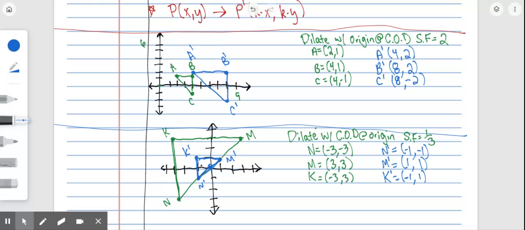And you can do that by either reading the directions, and they'll tell you which one's the image, or by looking at the diagram and seeing which one has the primes listed on them.